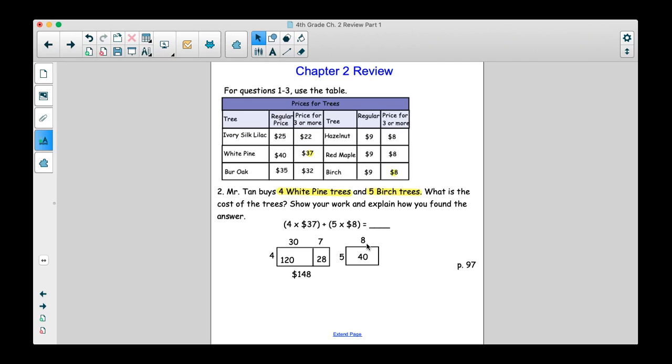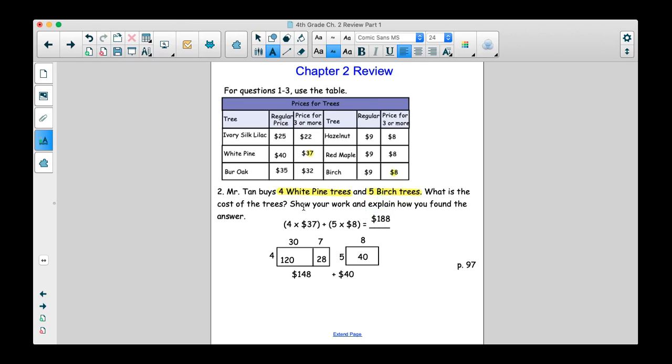Okay, so now we have to figure out what they are together. So we're doing 148 plus 40, which you probably know the answer to. So that would be 140 plus another 40 would be 180 plus the 8 more. So $188.